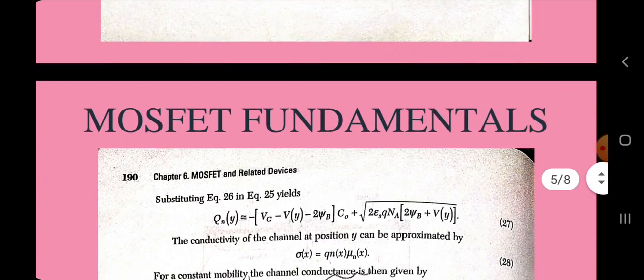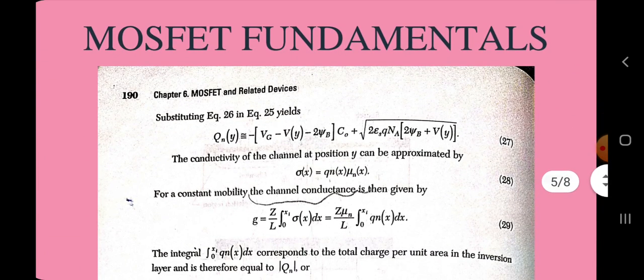If we substitute, then we get Qn(y) is nearly equal to minus {(Vg minus V(y) minus 2 psi b) C0 plus under root of 2 epsilon s Qna (2 psi b plus V(y))}.